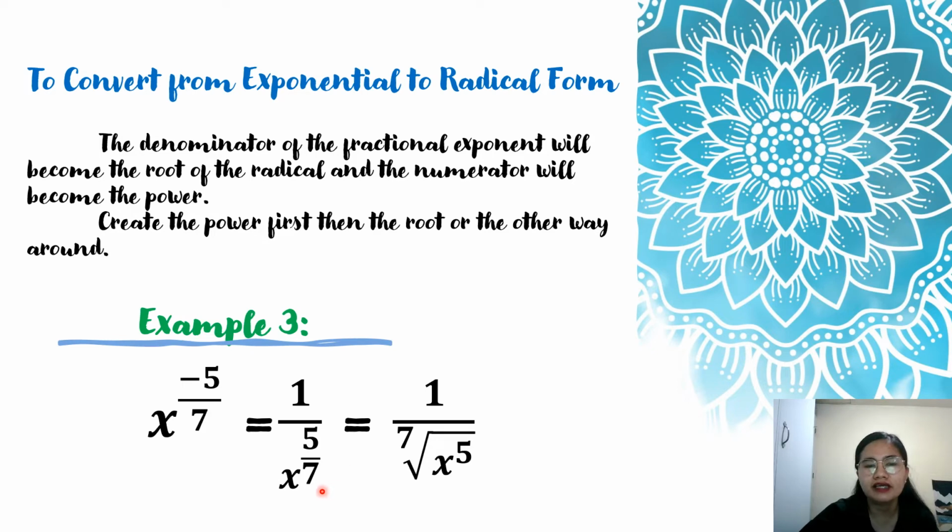Then, again, tignan po natin ang ating fractional exponent. Ang denominator ng fractional exponent natin ay 7. Ang kanyang numerator ay 5. So, si 7, ilalagay natin sa index. And then 5, magiging power ng ating radical.